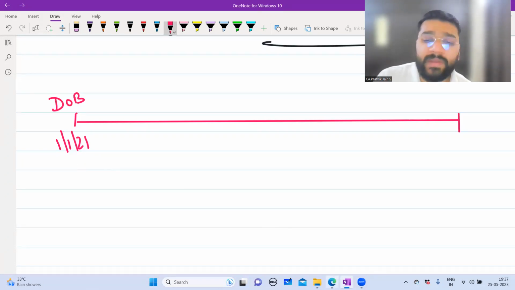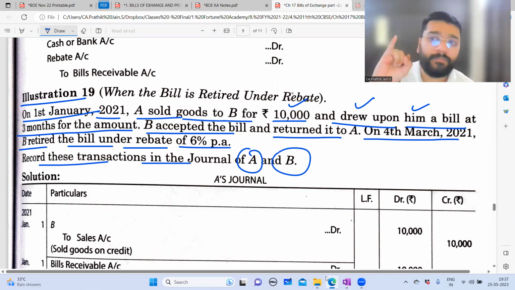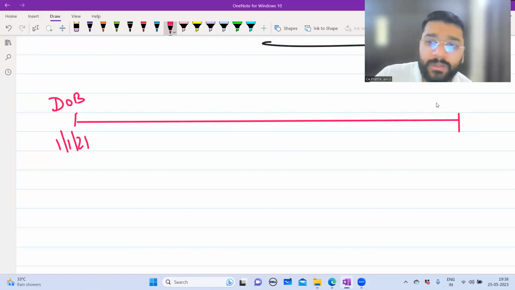So please tell me, if I'm supposed to calculate the due date or maturity date, what would be the due date or the maturity date? 4th April, sir. February, March, April. So 1st April plus 3 grace days. So 4th of April. So date of maturity is 4th of April 2021.